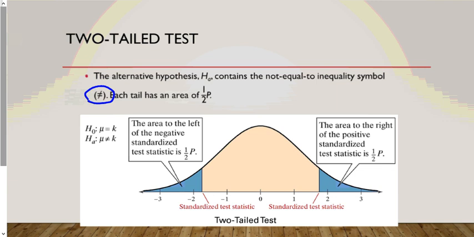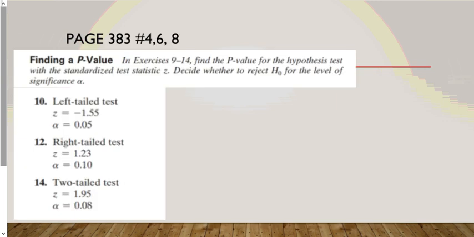Okay, so let's go ahead and take a look at a few problems from your homework that you might run into. Number 10 here. Find the p-value for the hypothesis test with the standardized test statistic z, and then decide whether to reject the null for the level of significance alpha.